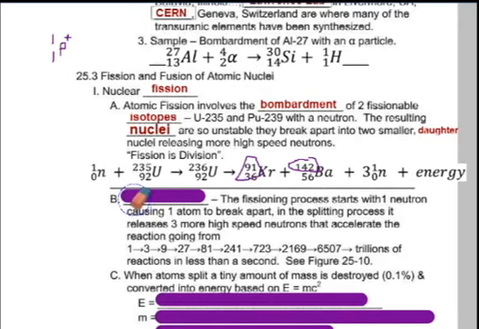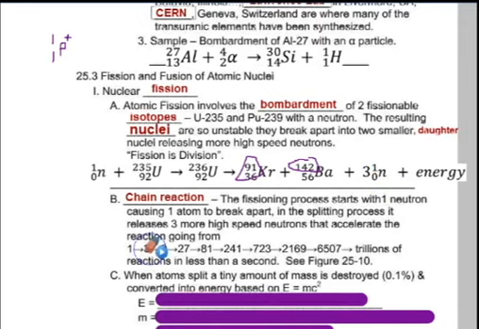Okay, this then creates a chain reaction, because the fissioning process starts with one neutron causing one atom to break apart. And when it splits, it gives off 3 neutrons, and they send those 3 neutrons to go hit 3 more uraniums. Okay, each one of those is going to split and give off 3 more neutrons, which is going to go hit 3 more uraniums, so now we're up to 9 nuclei.